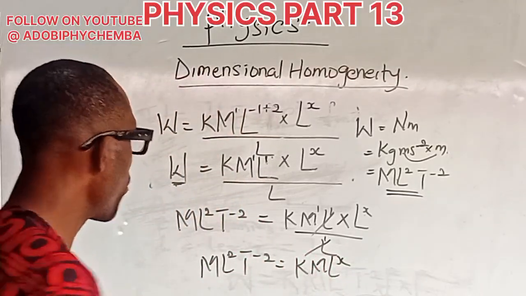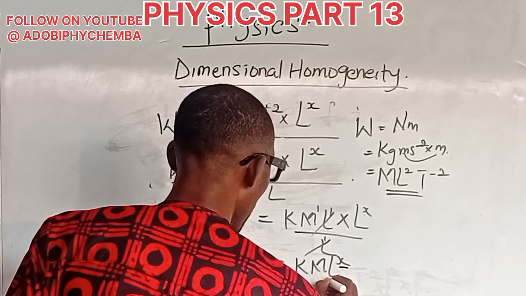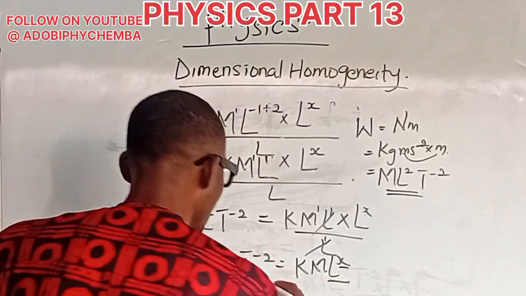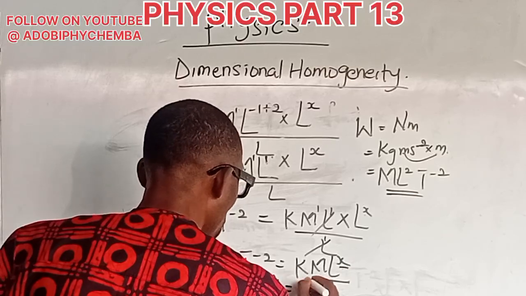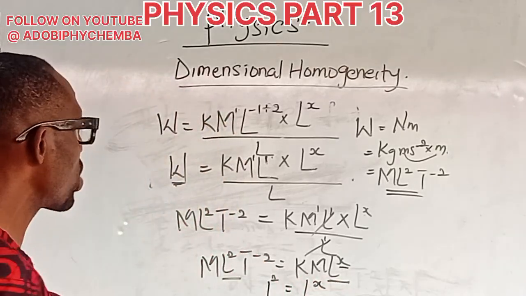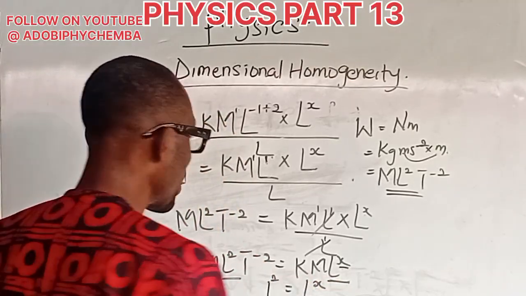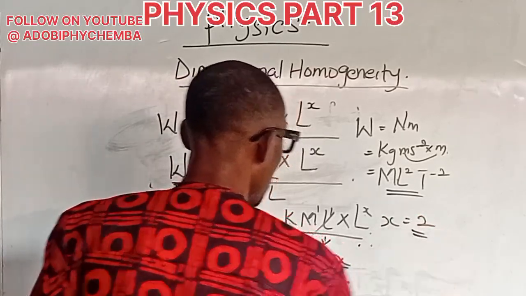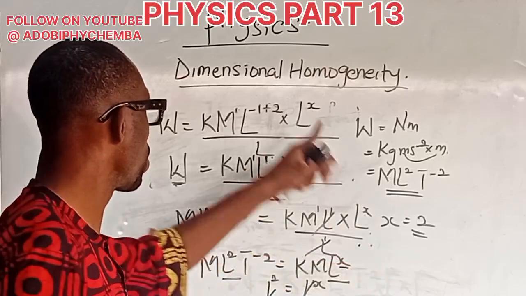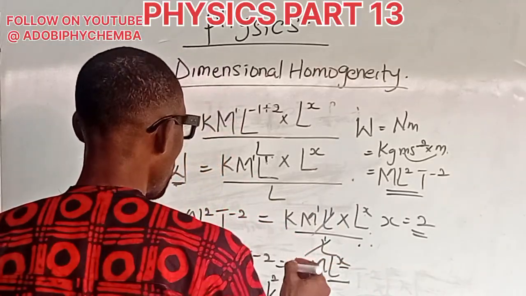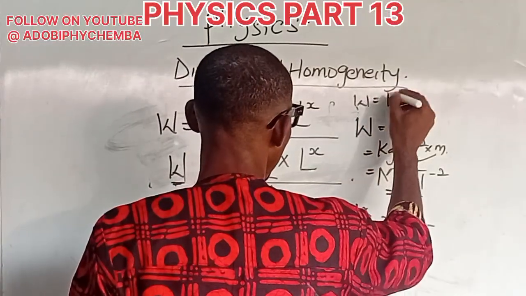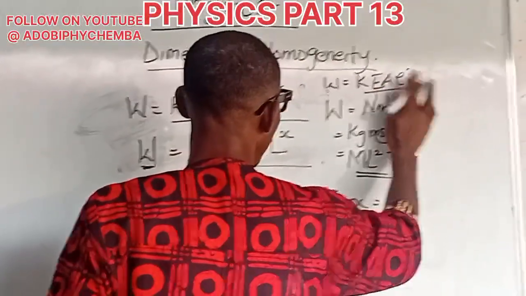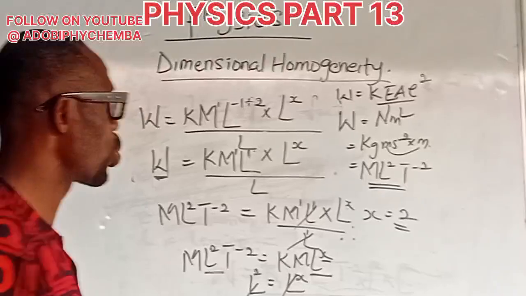Since what we're looking for is X, it will affect the dimension of L. So all you need to do is to bring it out and say L raised to power 2 will be equals to L raised to power X. In the law of indices, the same base, therefore the powers can stand on their own. Cancel, cancel. Therefore, X is equals to 2. So in that relationship that was given, W is equals to K, e raised to power X over L, this X here is 2. That is what it is.